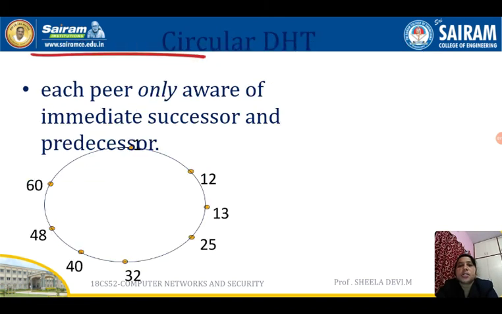Next is circular DHT. Here, each pair is only aware of the immediate successor and the predecessor. In the previous slide we saw that every pair knows a few pairs in its own group, or in a subset of the pairs. But here every pair knows only its own successor and predecessor. That's it.